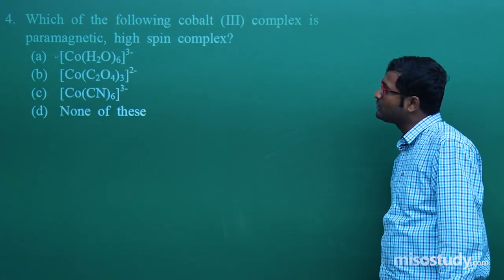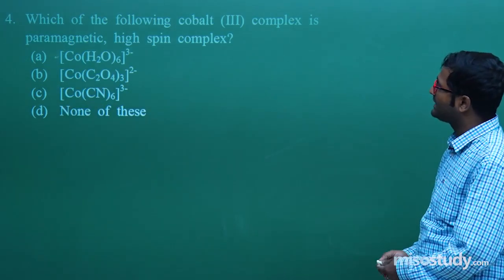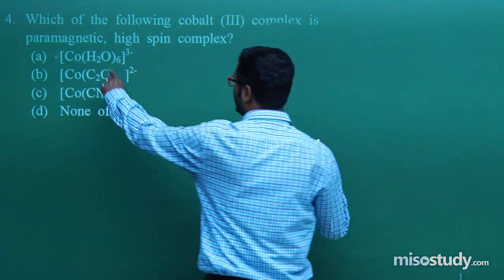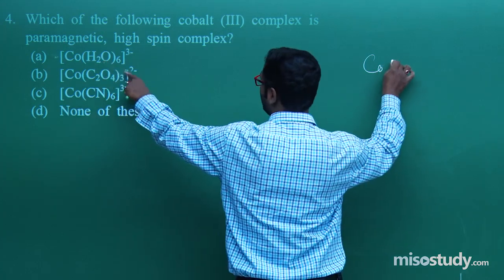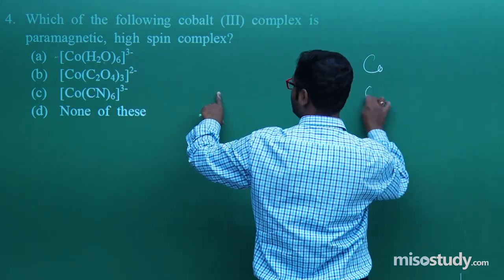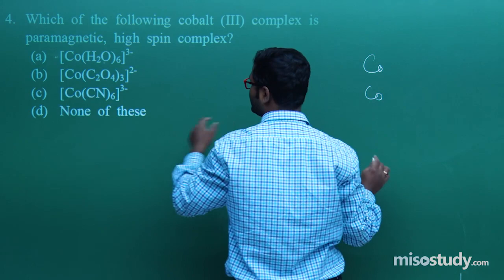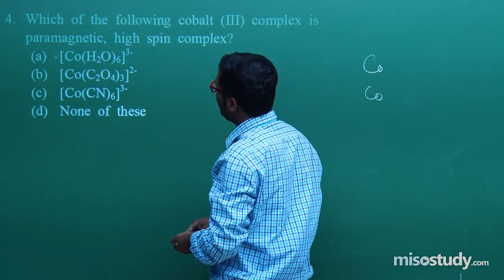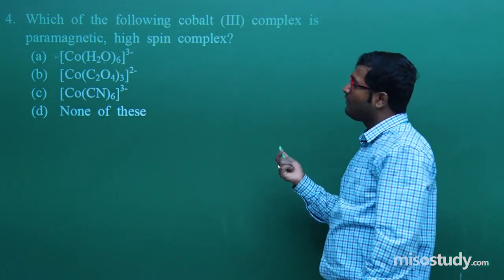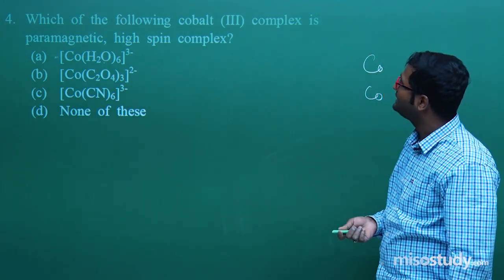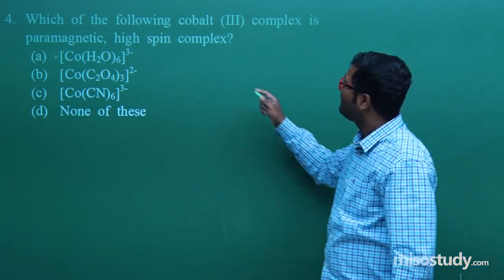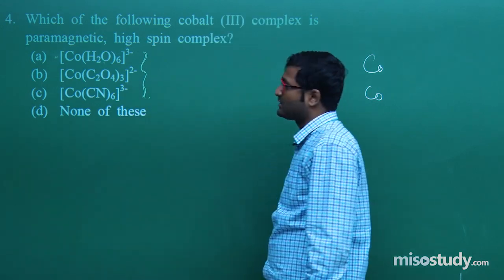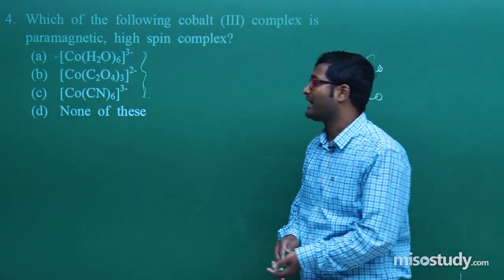Now let's move to the next question. Which of the following cobalt complexes is a paramagnetic high spin complex? Consider these complexes: Co(C2O4)3 and Co(CN)6. Clear to you? What will happen in this case? Check it out. In all the cases they form diamagnetic complexes, not paramagnetic complexes.